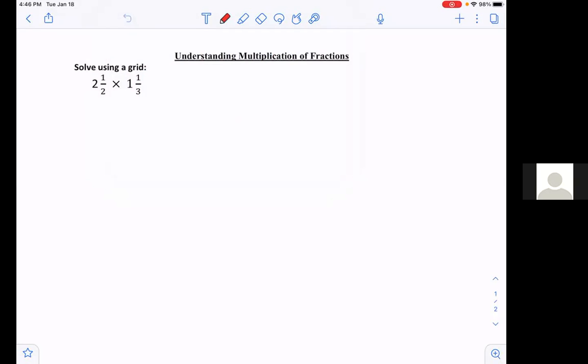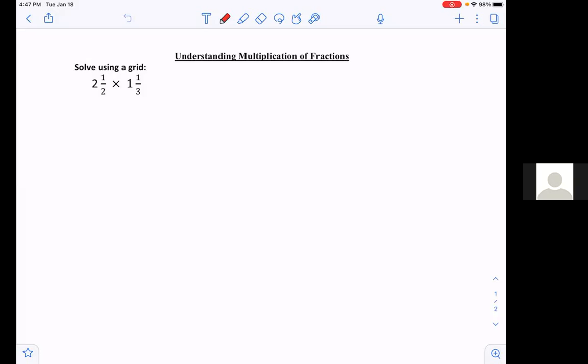Today we are going to focus on understanding multiplication of fractions, two mixed fractions using a grid. Let's get started. So we have 2.5 times 1/3.